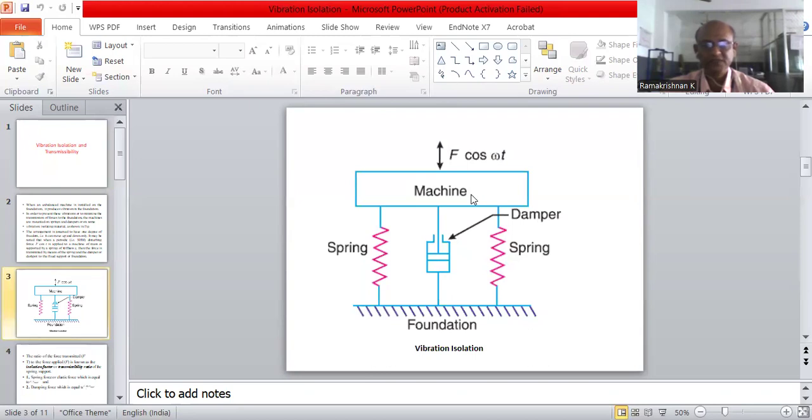So let us assume the machine generates a force of harmonic nature. The disturbing force may be considered as F cos omega t. Let's have another assumption that the vibratory motion is of single degree of freedom, that is, the movement is only in the vertical direction, up or down.